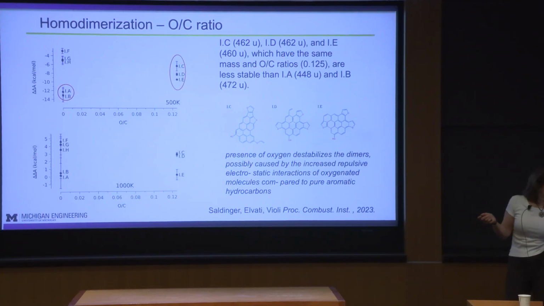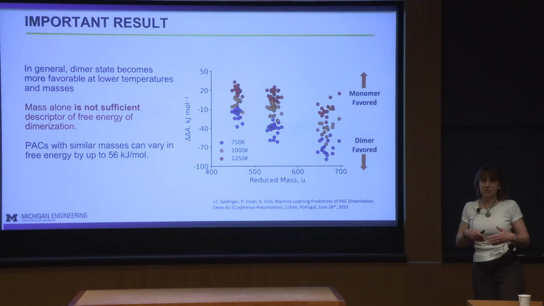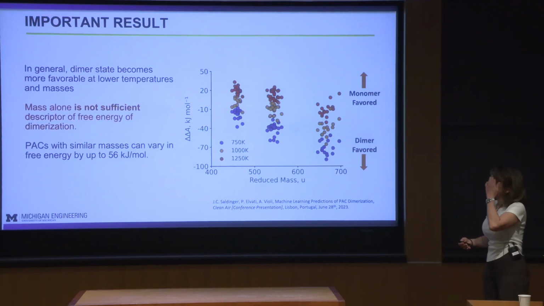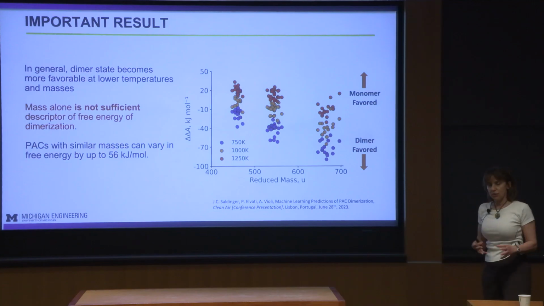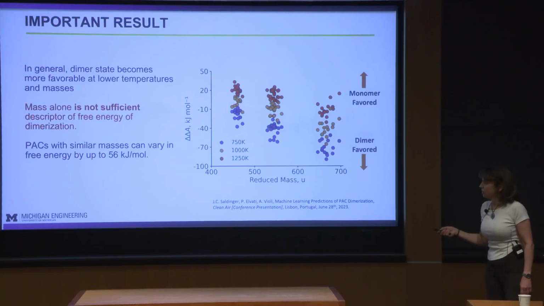So now, one slide of conclusion about this. Why all those results? There was a lot of complexity I need to show because there are too many results. I don't want to get too boring here, but I just show you graphs. The message is that in general, the dimer state becomes more favorable at lower temperature and lower masses, okay? And the mass alone is not a sufficient descriptor of free energy of dimerization.